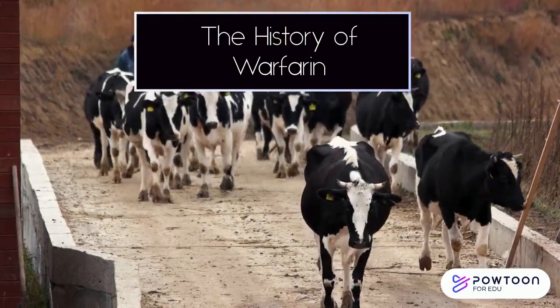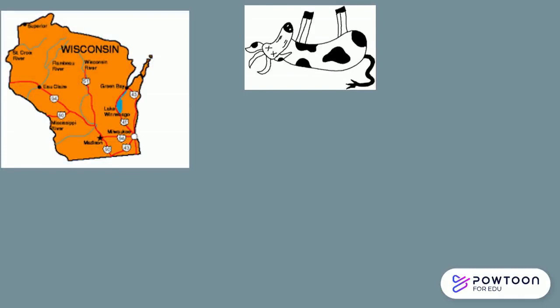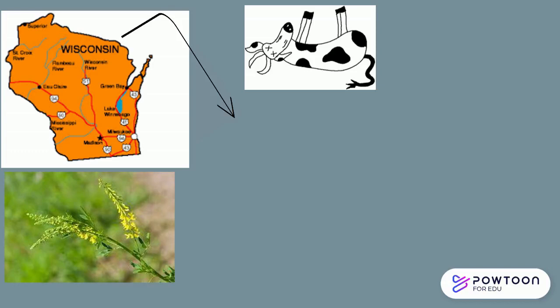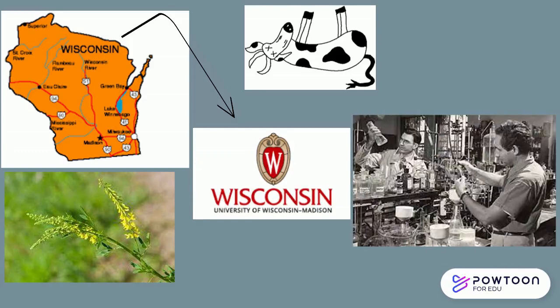History of warfarin. Farmer Ed Carlson from Wisconsin kept having cows die due to an abnormal bleeding. He drove with a dead cow, a jug of unclotted blood, and some of the moldy cloverleaf hay that the cows were being fed to the University of Wisconsin-Madison to biochemist Carl Link so that he could figure out why his cows kept dying.